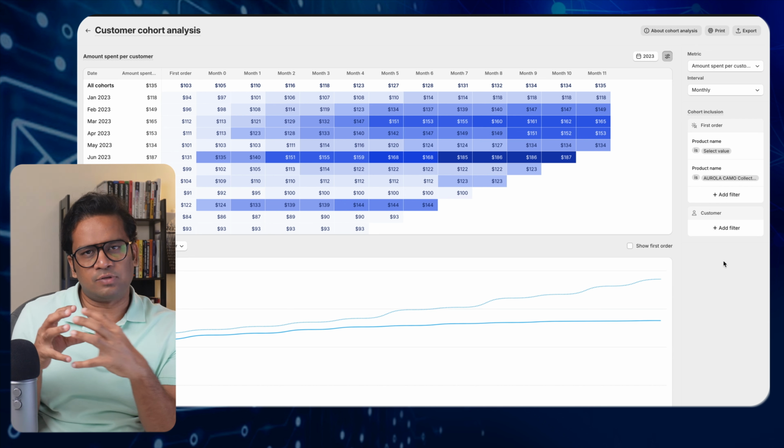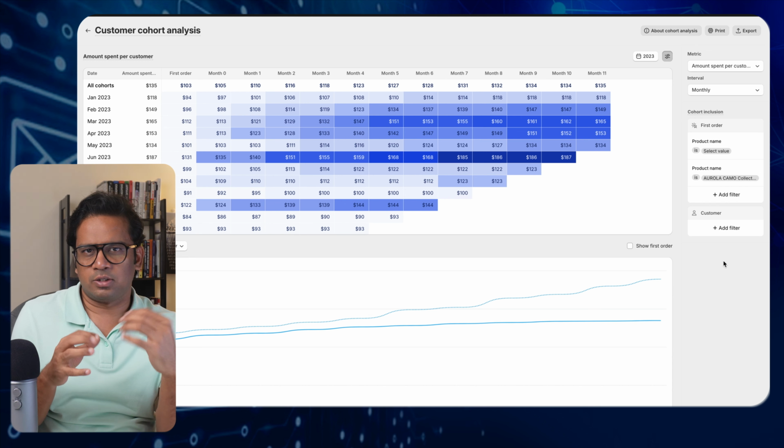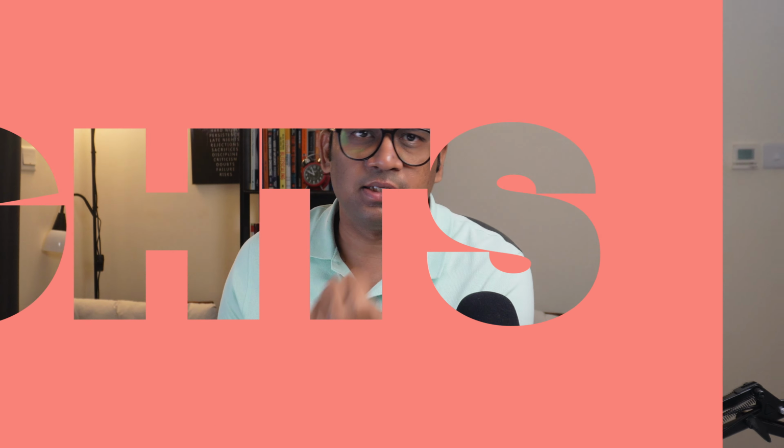So you can see that if someone is buying the sandal as their first order, what their repeat purchase rate is, and if someone is buying a t-shirt, what's their repeat purchase rate. Now, takeaways from cohort analysis. Number one is seasonality. So, any seasonality in the time of purchase? Are we getting more repeat purchases in a particular month?